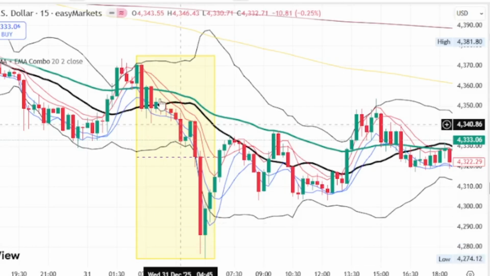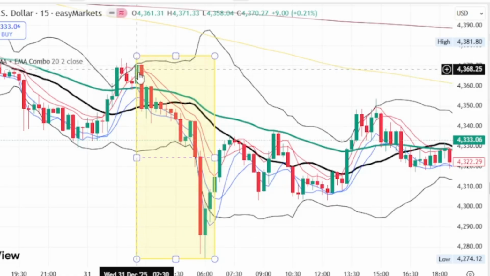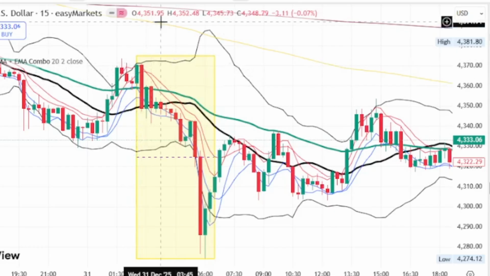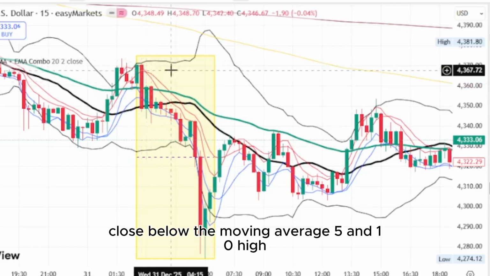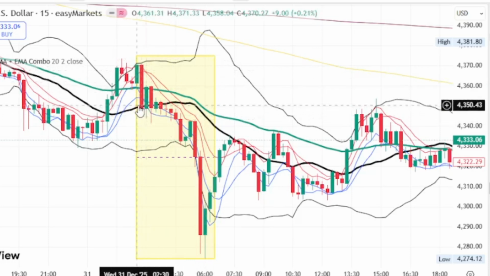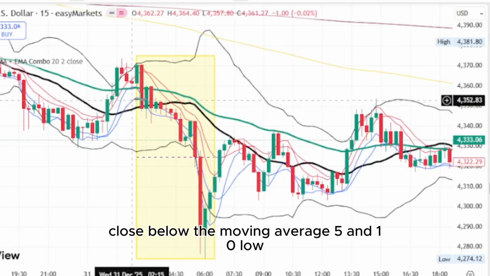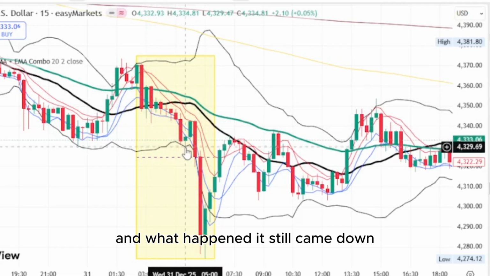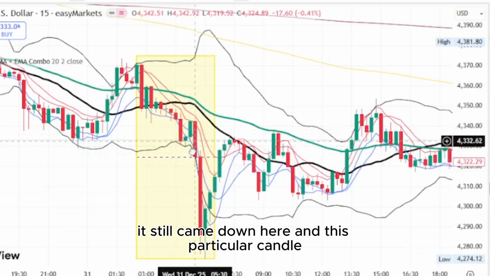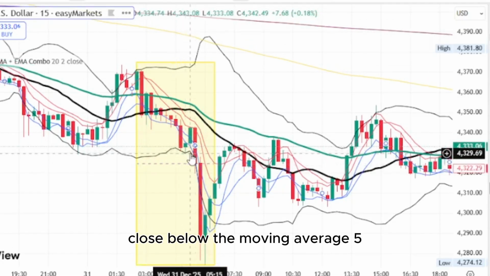Now, this is another example. It came to the top here. It could not break above it. It got a rejection. Close below the moving average 5 and 10 high. Close below the mid BB. Close below the moving average 5 and 10 low. And what happened? It still came down here, and this particular candle closed below the low BB.